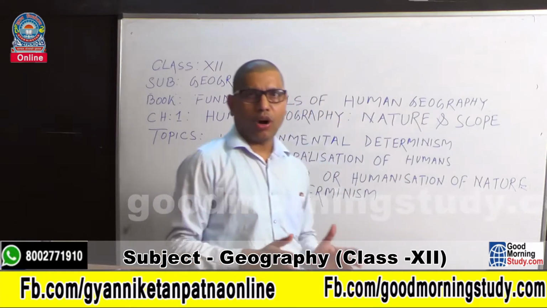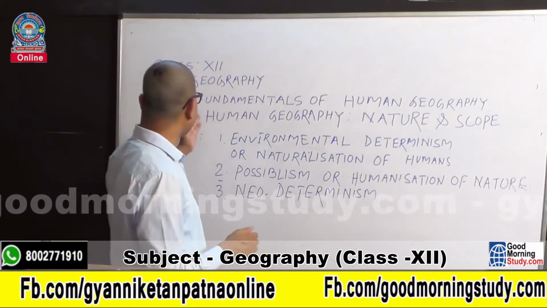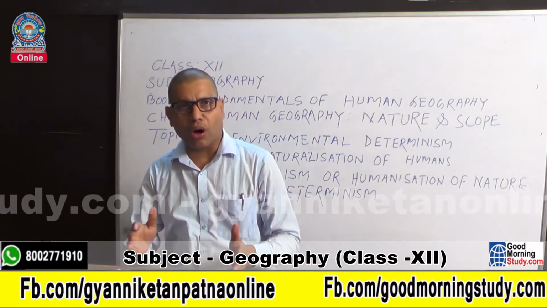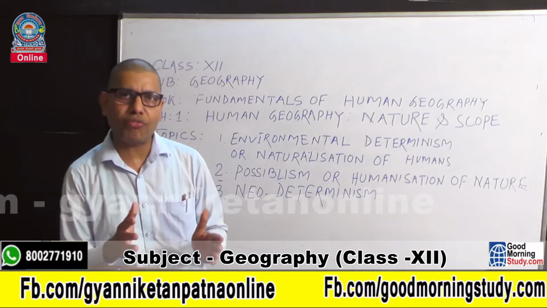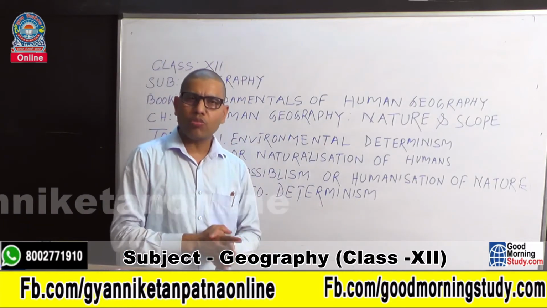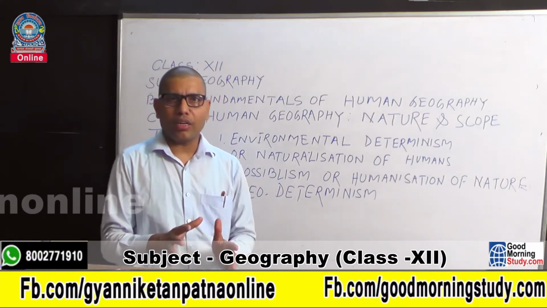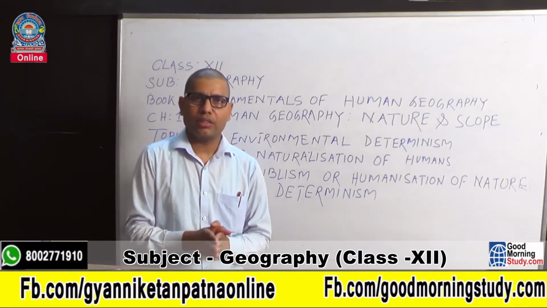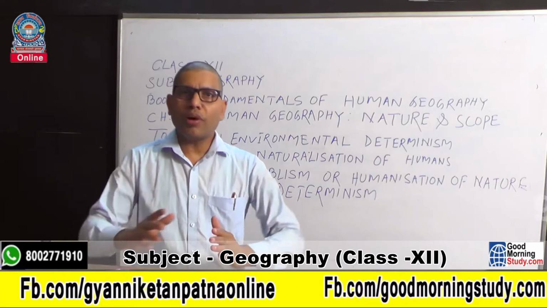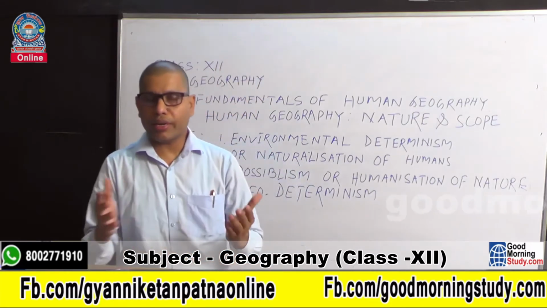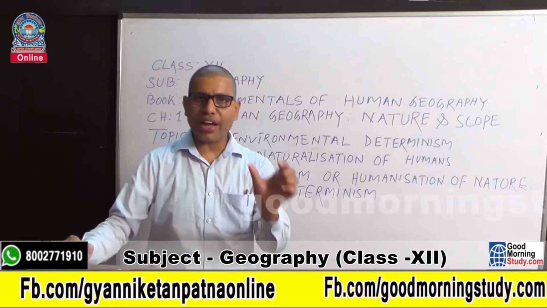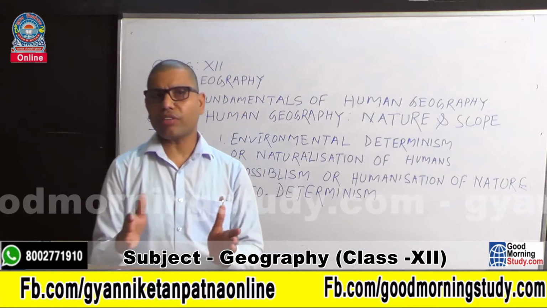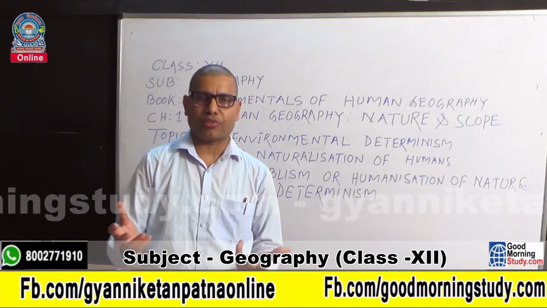The first chapter of Fundamentals of Human Geography is Human Geography, Nature and Scope. The whole focus is to understand the nature of human geography. We know that human geography studies the interrelationship between the natural world or physical world and the human world. Humans interact with nature to create and produce resources. So interaction between nature and humans is important. These interactions can be of various types.